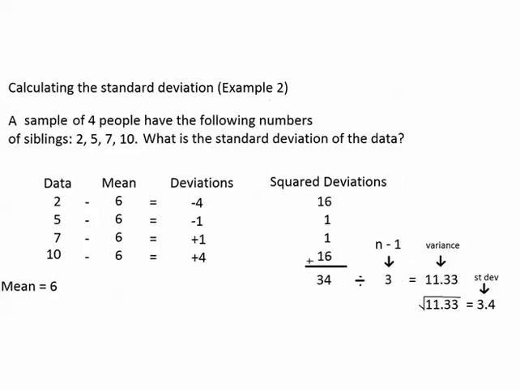This next example says a sample of 4 people have these numbers of siblings, and what's the standard deviation of the data? Once again, we go through the steps to find the variance. We drop this number down by 1 because it's a sample, and once we get the variance, we take the square root of the variance and we get our standard deviation. So the standard deviation is just an extension of the variance. To get the standard deviation, you find the variance and you go one step further.